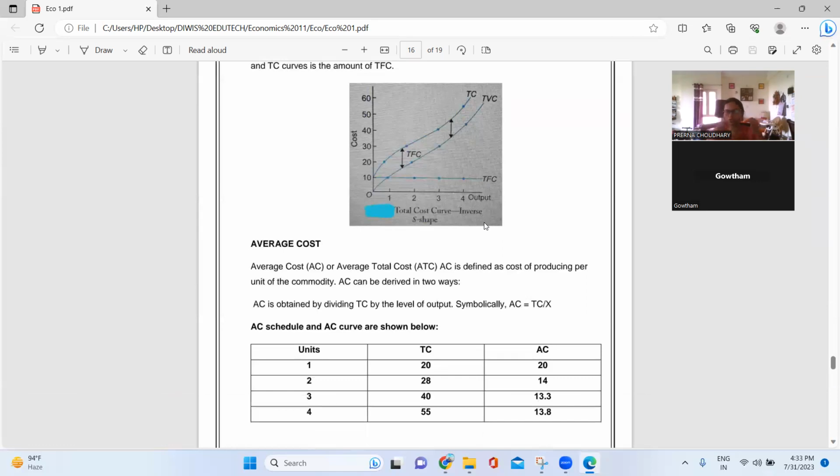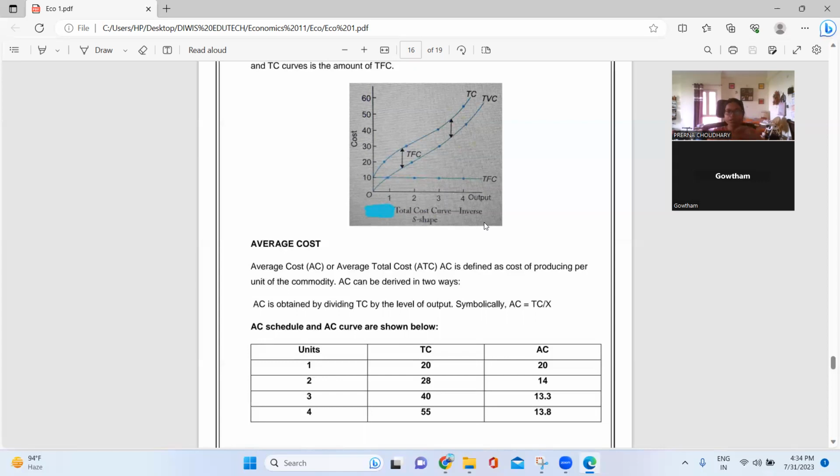All these things you have understood: what is TVC, what is TC, and what is TFC. Now this is called average cost. Average, if you are taking the average of something, this is also the same thing. Average cost is, if you divide TC by units, you'll get the average cost.